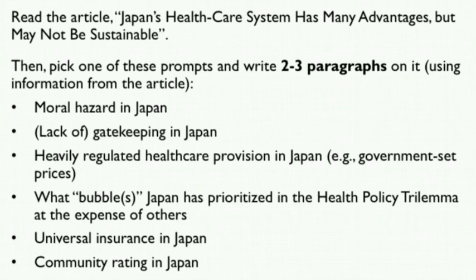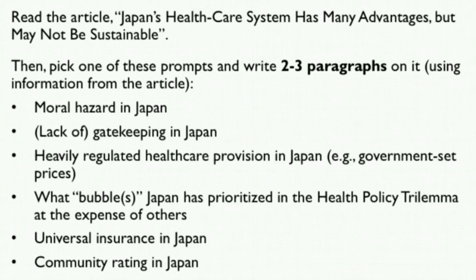So for the exercise, what I would like you to do is, first of all, read the article. And then pick one of the prompts that's on the screen and write 2 to 3 paragraphs on the prompt using the information from the article. So make sure you're pondering this for a little bit so you have enough content to fill up 2 to 3 paragraphs. The possible prompts that you can write on are, first of all, moral hazard in Japan.